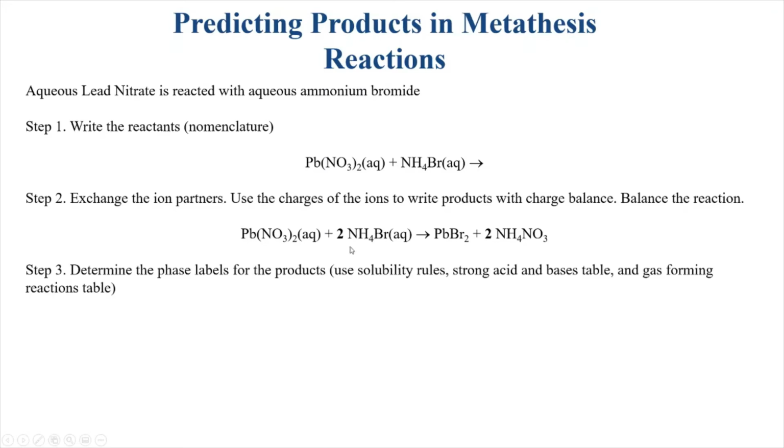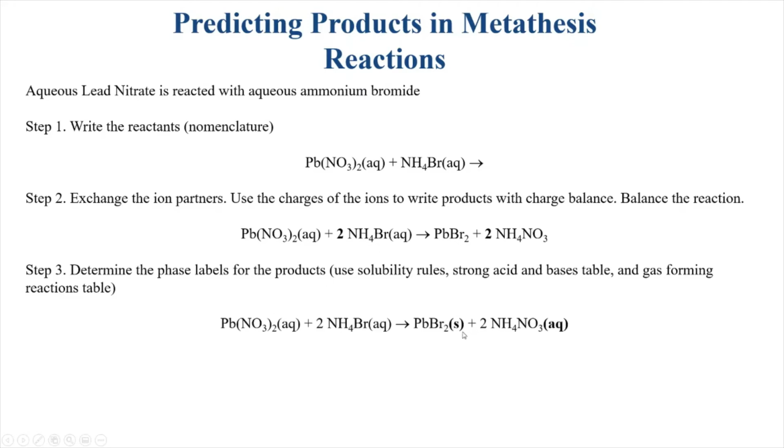Now the third step is where metathesis reactions come in. So now we have to decide, is a reaction really taking place? And the first step for doing that is to determine the phase labels for the products. So we have to know our solubility rules. We have to know whether something is a strong acid or a strong base. And we have to know whether something forms a gas. So we're going to use these 3 tables to determine what the phase labels for our products are going to be. And that's going to be our first step to determine whether a reaction took place.